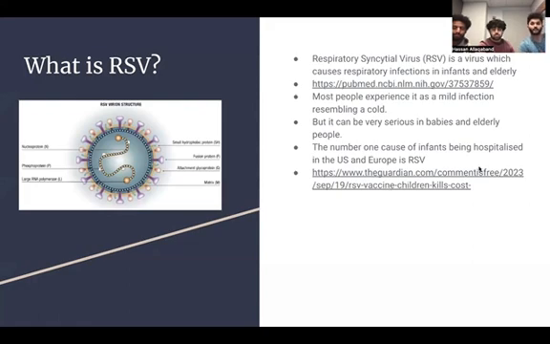So what is RSV? RSV stands for respiratory syncytial virus. It is a virus which causes respiratory infections in infants and the elderly, and it resembles a mild infection like the cold. But it can be very serious for the elderly and infant population in the US, causing the most hospitalizations.